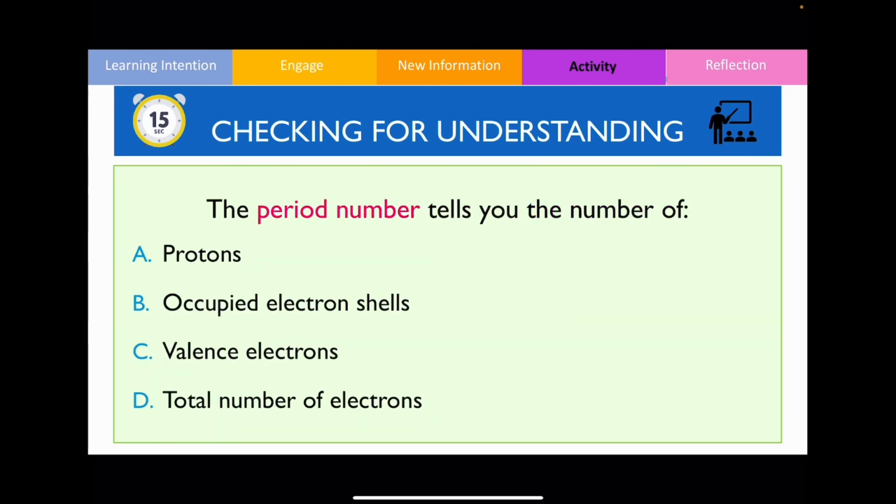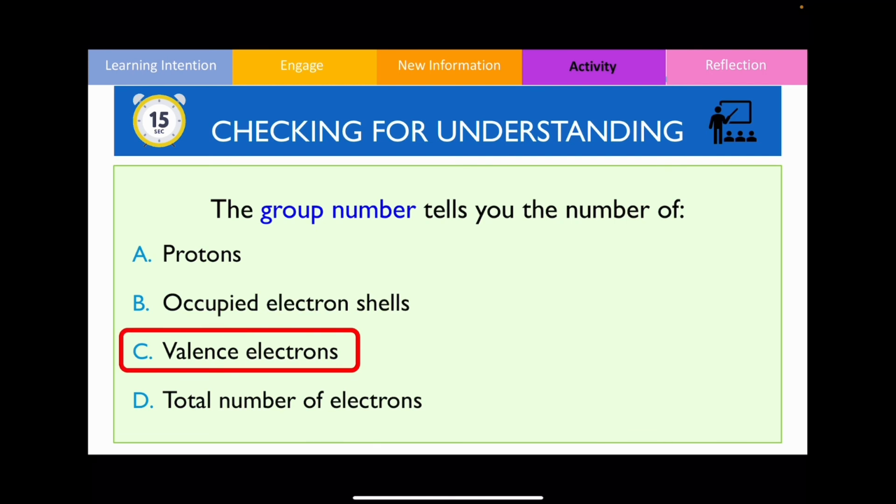This question asks you, what does the period number tell you? We know that the period number tells us the number of occupied electron shells. And finally, this question is asking, what does the group number tell us? The group number tells us how many electrons are present on the very last shell.